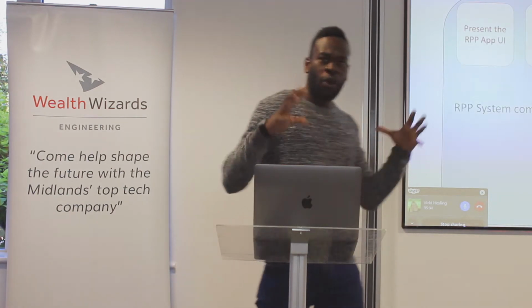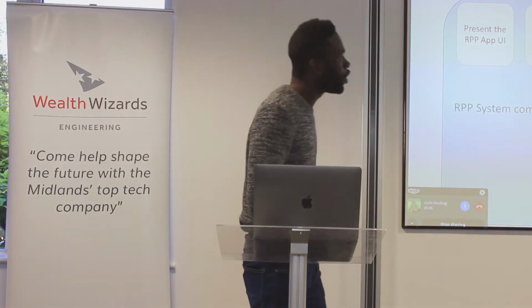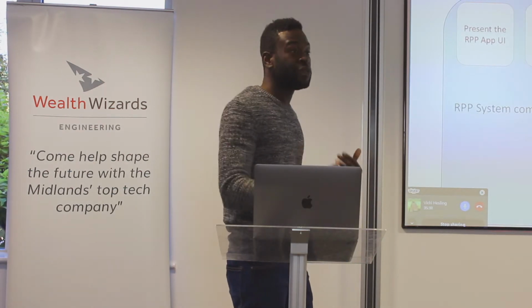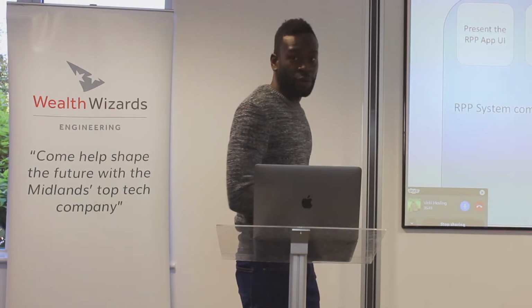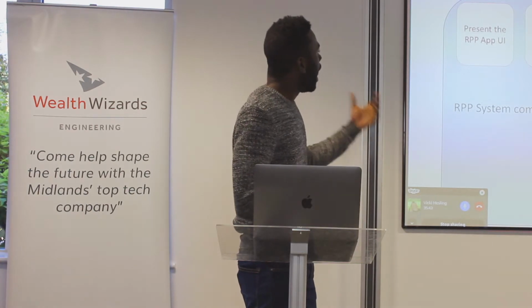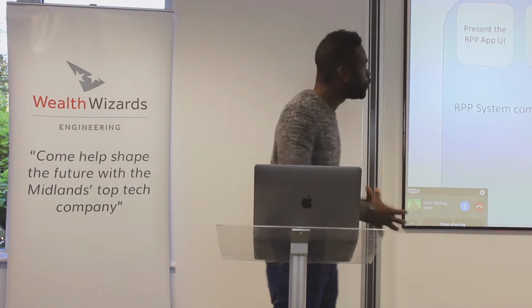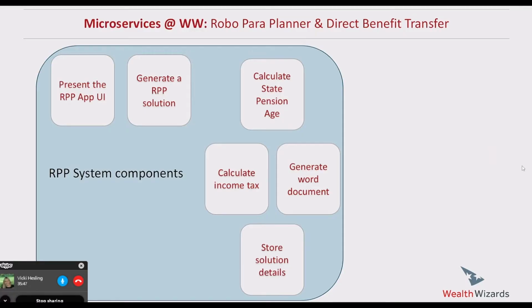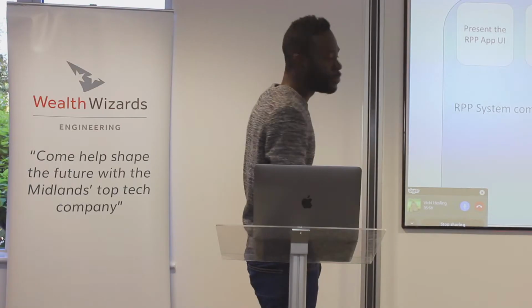So in terms of Wealth Wizards, how does this look? The next generation of products, so that's the Robo Power Planner and the DB Transfer Wizard, which is a team that I'll be working with, has a bunch of functionalities. So as I said, we've distributed these as microservices. All these white boxes, you can look at as these services or components of the wider system application. So you have a bunch of stuff that you want to do, calculating state pension age, generating a solution, generating a document.